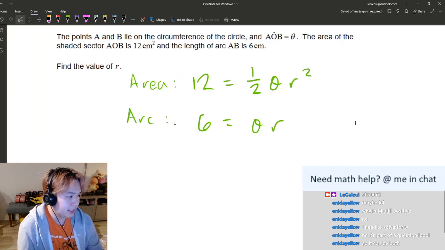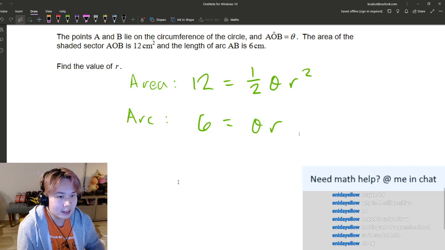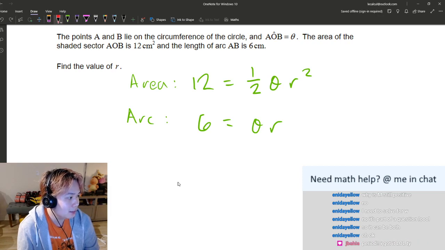Okay, back to this system. There's lots of ways you can do it. I want to show you guys a semi-big brain way. So, you would probably isolate for theta or r, and then substitute it in. But notice we have theta times r, and in this equation here, we also have a theta times r. So instead of doing a one variable substitution, we can just do an entire substitution.